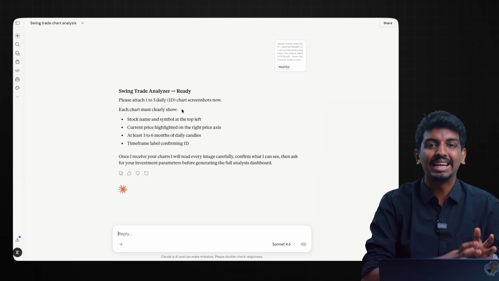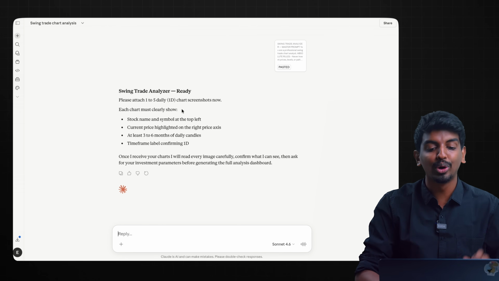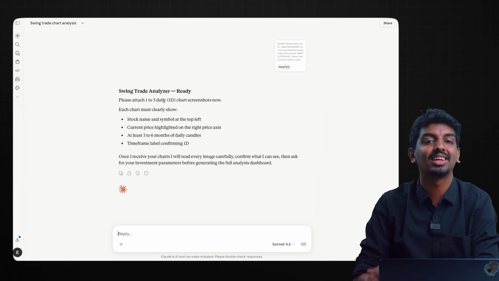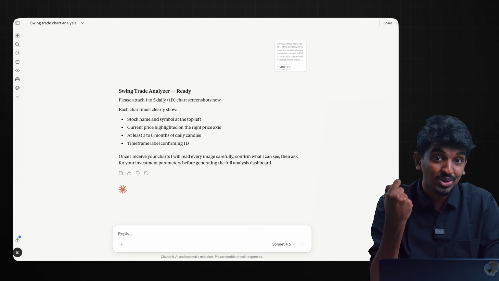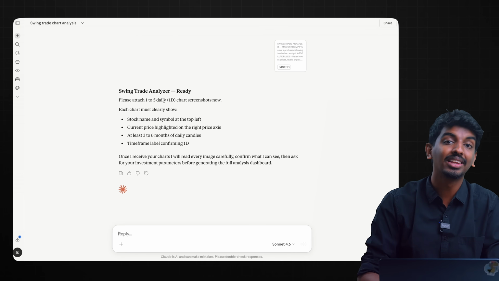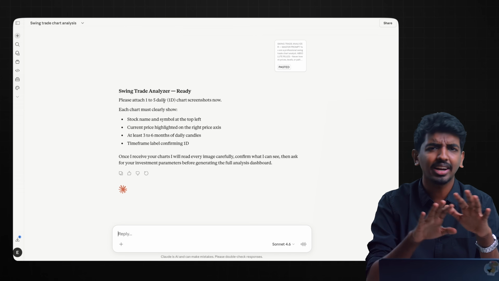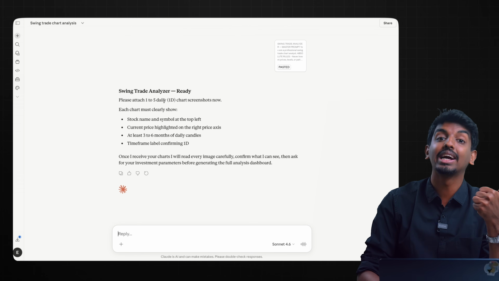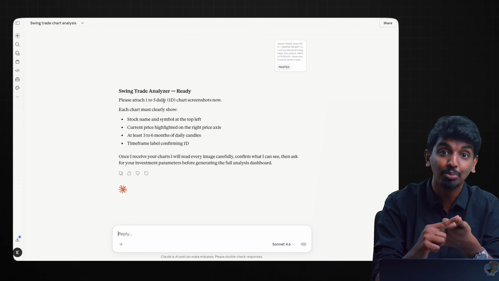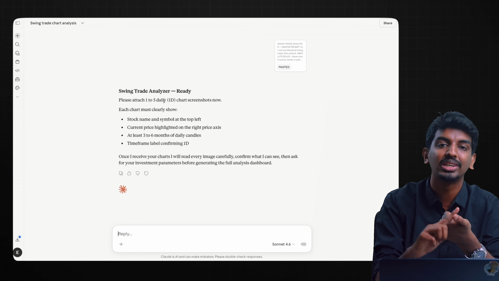So the prompt is ready and it is waiting for you to upload up to 5 daily chart screenshots in order to analyze it. But here comes the problem. What stocks do you give here so that it can run the best swing trading analysis? There are many methods to find the best swing trading stocks. One is finding high beta stocks. These are high movement stocks that you can find potential breakouts in.